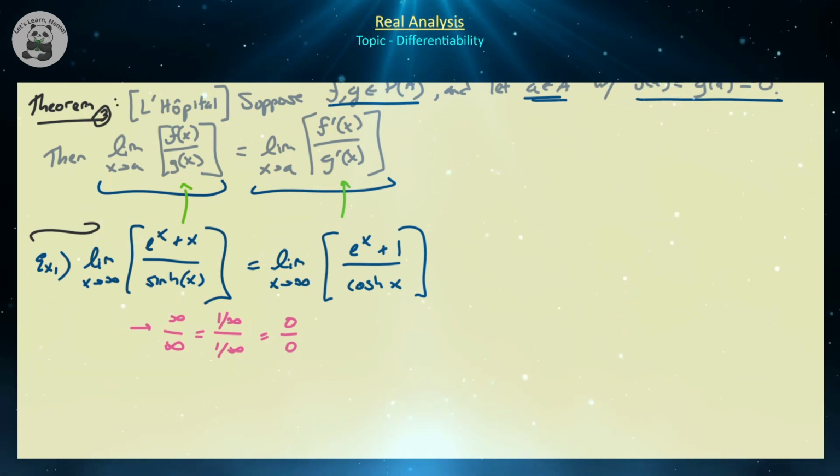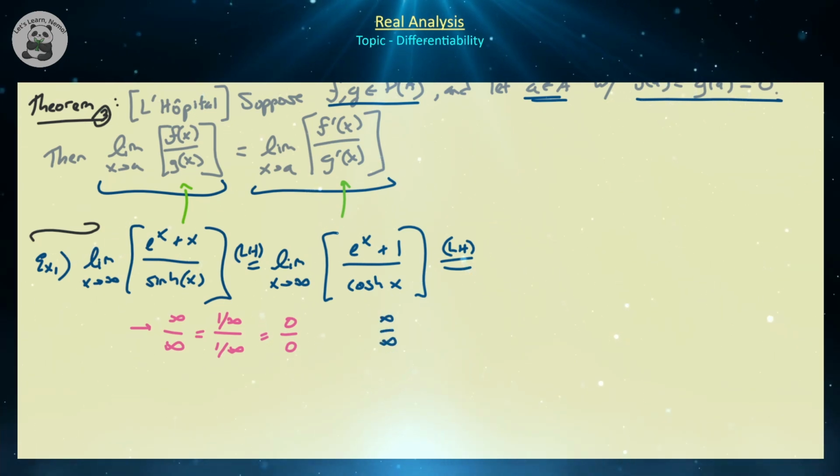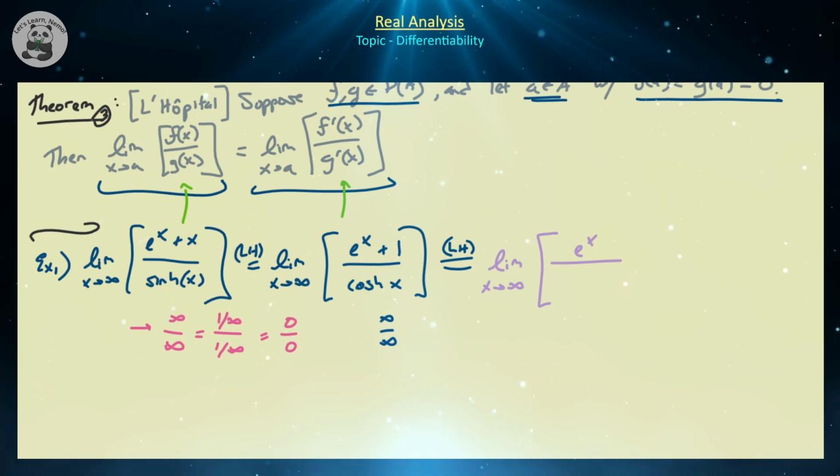So we can apply L'Hopital's rule again to this particular limit. This is going to be L'Hopital's rule again because we have infinity over infinity, and that's going to give us what? That's going to be equal to the limit as x approaches infinity of, so the derivative of e to the x plus 1 is just going to be equal to e to the x plus, because the derivative of 1 is just 0, and the derivative of the bottom is just hyperbolic sine of x.